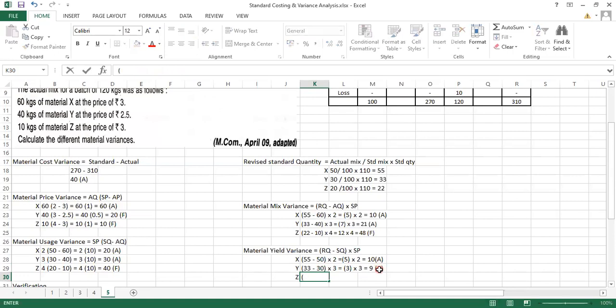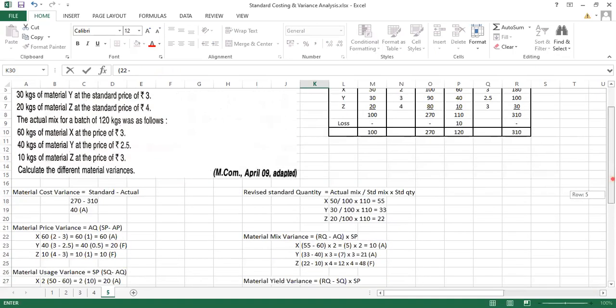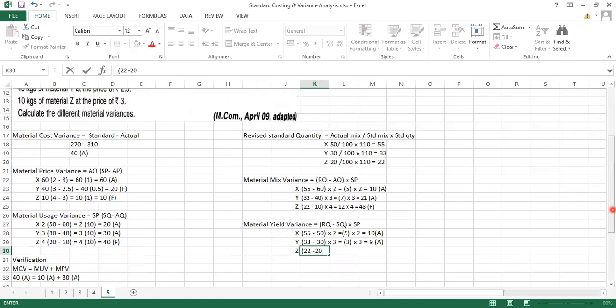Next, revised quantity for the Z is 22 and the standard quantity is 20. Standard price is 4. So 8 adverse.